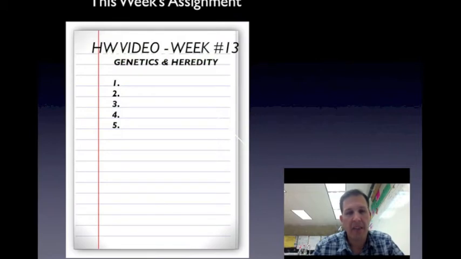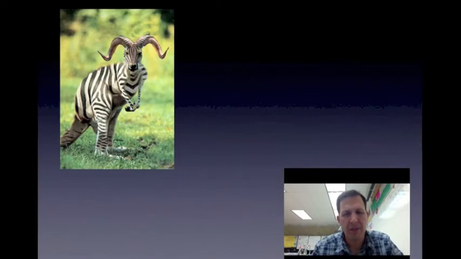On the back of the page where you did week 12, you can do the notes for week 13. So why don't you write Genetics and Heredity Part 2 and write a big number, week number 13, and numbers 1 through 5. Alright? Okay, so again, we were talking about genetics, and can we make a zebra, kangaroo, ram mix?